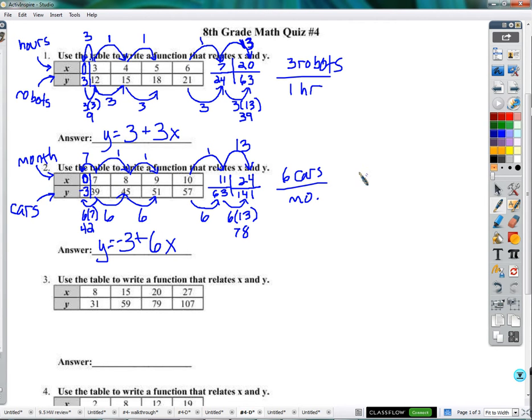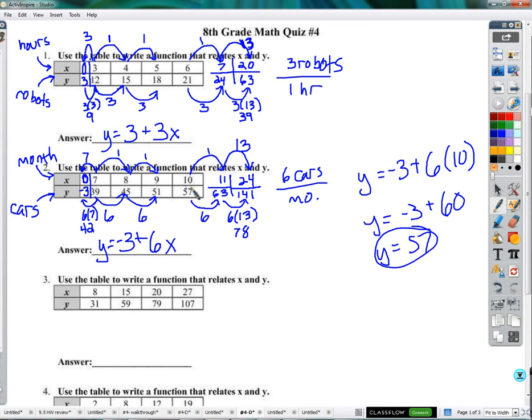Let's test it out and make sure it works. Y equals -3 plus 6 times 10. So this should tell me how many cars I've sold after 10 months, right? Starting with -3 cars, adding 6 cars per month. That's 6 cars per month for 10 months. So, well, that should sell 60 cars. But I have to add it to the -3 I started with. So y equals 57. Exactly as it's supposed to be. Okay, let's work the next example.